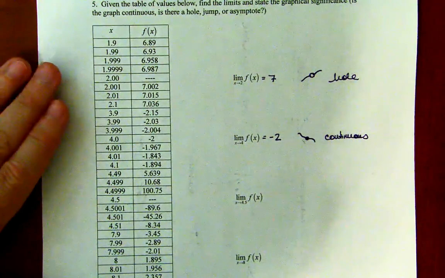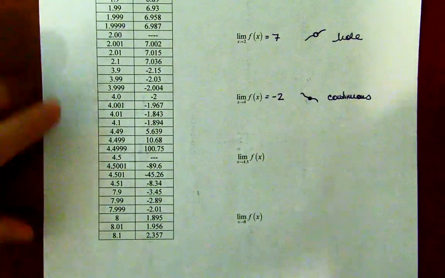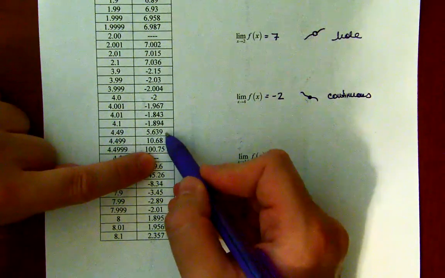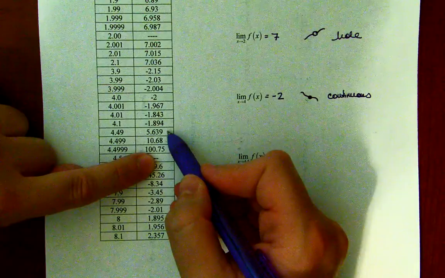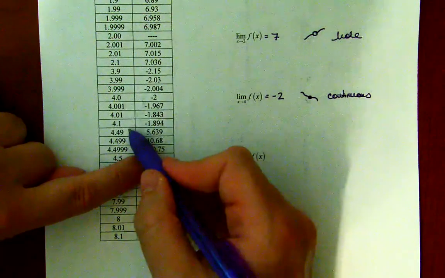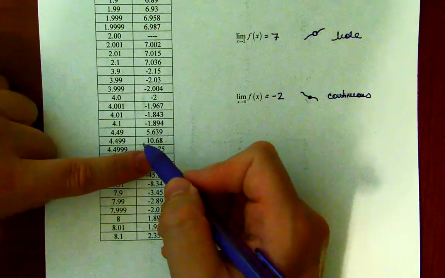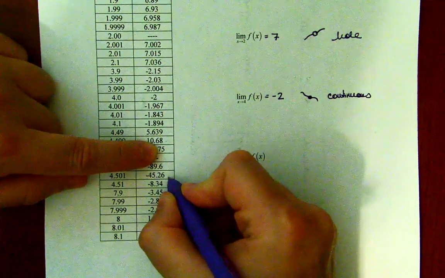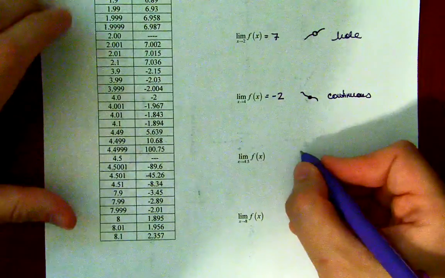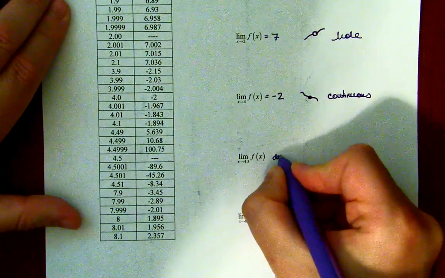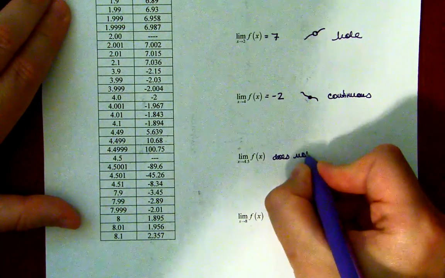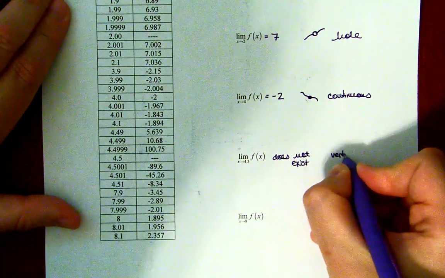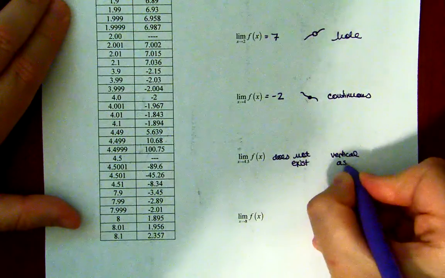Limit as x approaches 4.5. Okay, well, as I'm getting close to 4.5 from the left, 5, 10, 100. Those y values are going up really, really fast while the x's are changing by just a small amount. That pretty much tells me there's going to be an asymptote. Same thing on the other side, negative 8 to negative 45 to negative 89. There's a vertical asymptote there, and that limit does not exist.